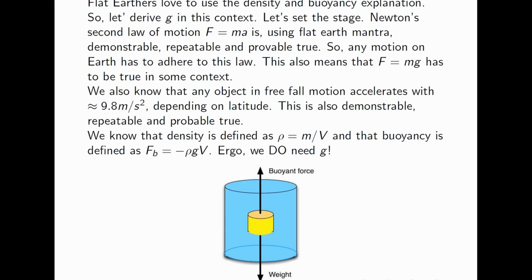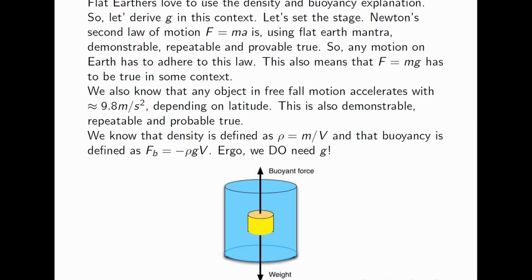We also know that density is defined as rho equals m divided by v, where v is the volume. And we know that buoyancy is defined as F buoyancy equals minus rho g volume. Ergo, we do need g in order to continue here.